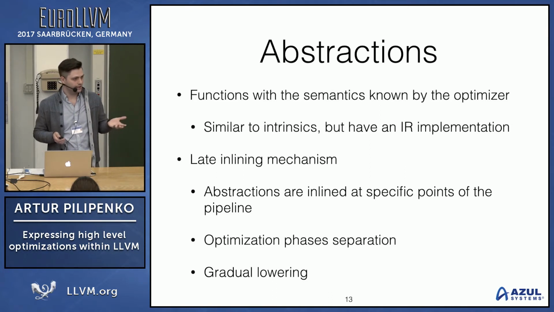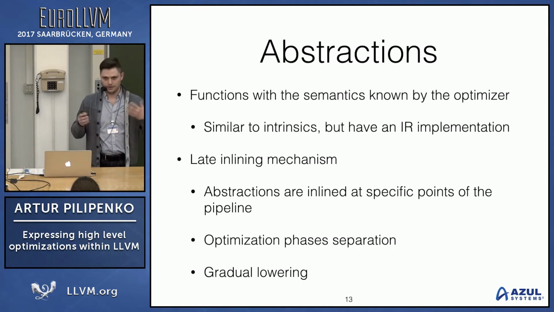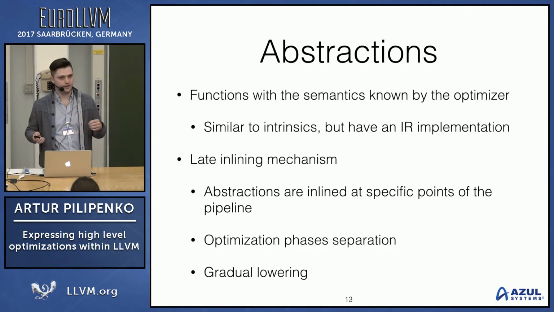By gradual inlining of abstractions, we also implement gradual lowering, where we start with the IR, which manipulates high-level building blocks, and we gradually simplify it by inlining their implementations.